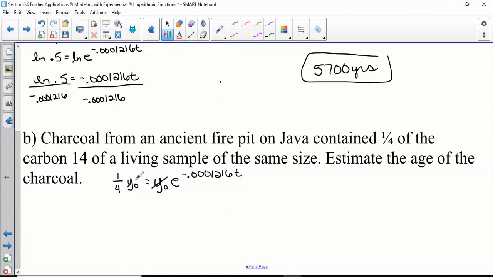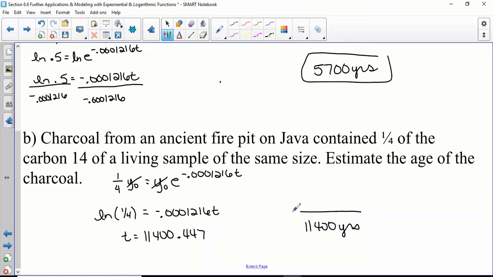So same process, first divide your y sub 0, then we'll add our natural log. Then the ln and the e cancel. So we have natural log of 1/4, and we want to divide that by the negative 0.000216. So this one took about 11,400 years.